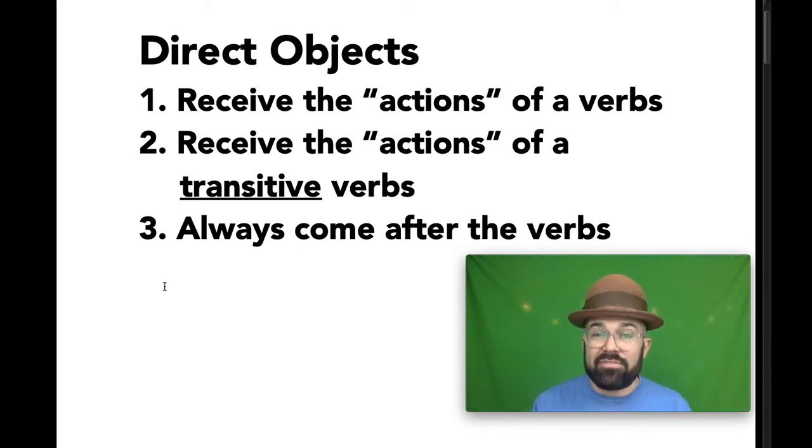If you have a transitive verb, you have a direct object. If you have a direct object, then there's a transitive verb. They go hand in hand. And finally, number 3, direct objects will always come after the verbs or verb phrases. Let's look at some examples.